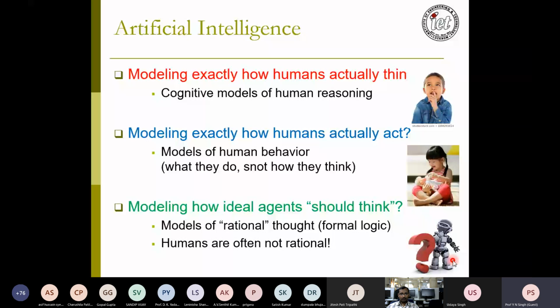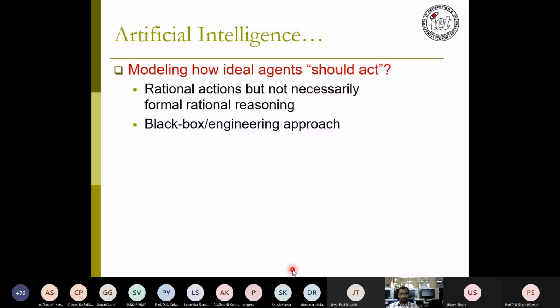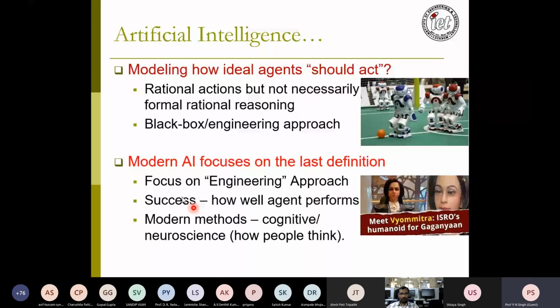Telling how ideal agents should act, the rational actions, but not necessarily formal rational reasoning. So it is talking about what the programs or procedures or tools or machines have the capability of, the problem solving, right? You see here, for example, a very famous robo soccer competition that is held regularly, annually.